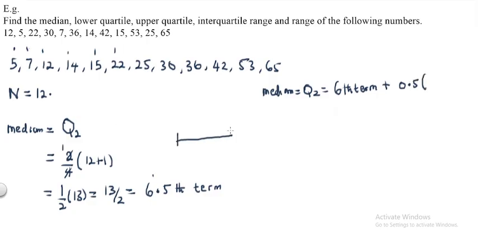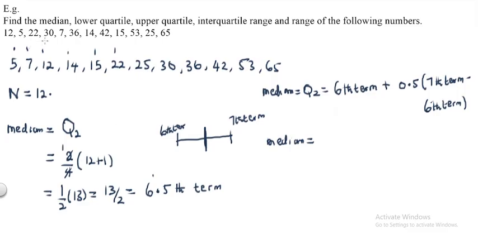If we have a number line like this, this will be the 6th term and this will be the 7th term, right? The 6.5th term will be somewhere around here. We can interpolate by 7 minus 6, so that means it will be the 7th term minus the 6th term. From here, the median is equal to the 6th term. What's our 6th term? This is the first term, the second, third, fourth, fifth, sixth. Our 6th term is 22.